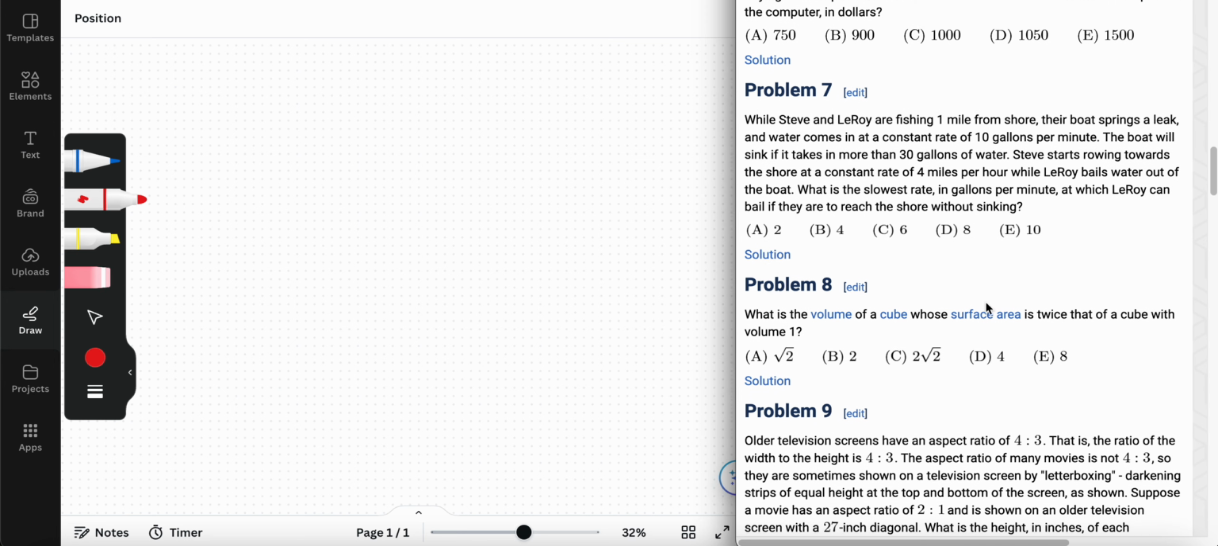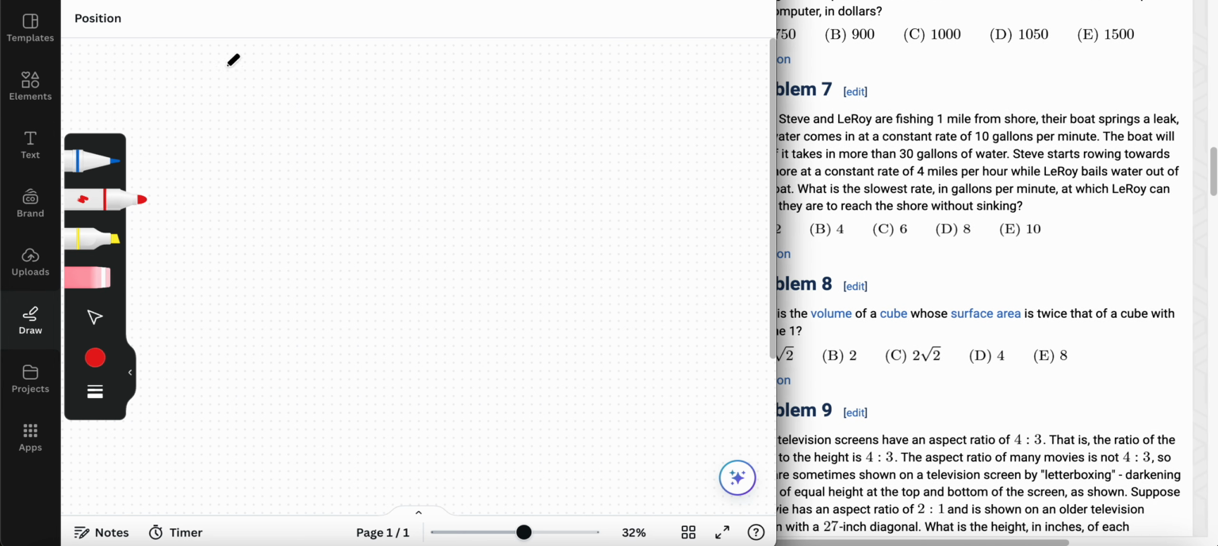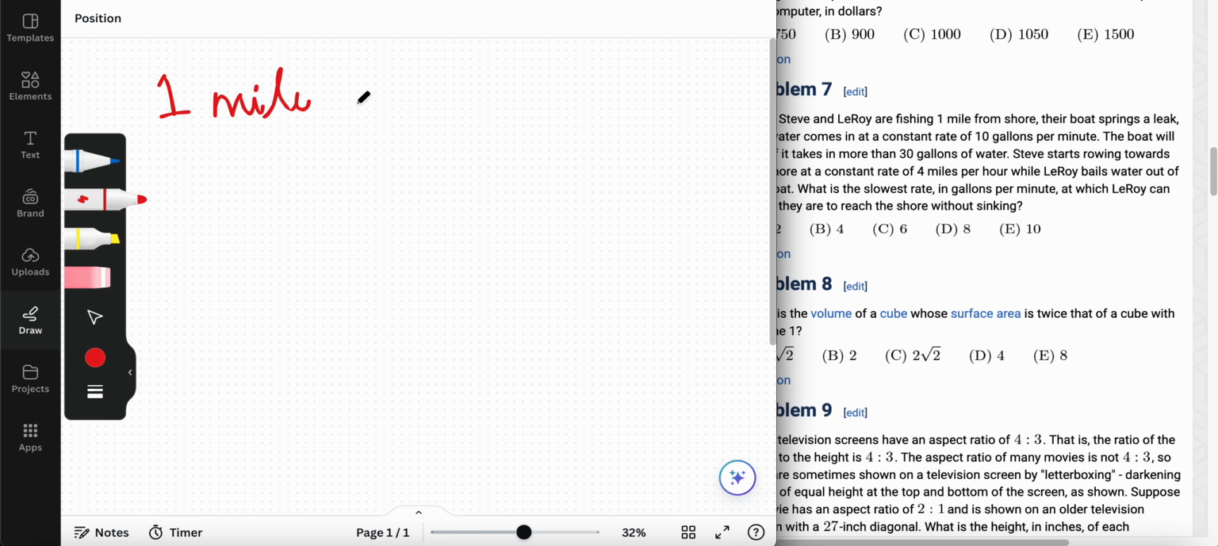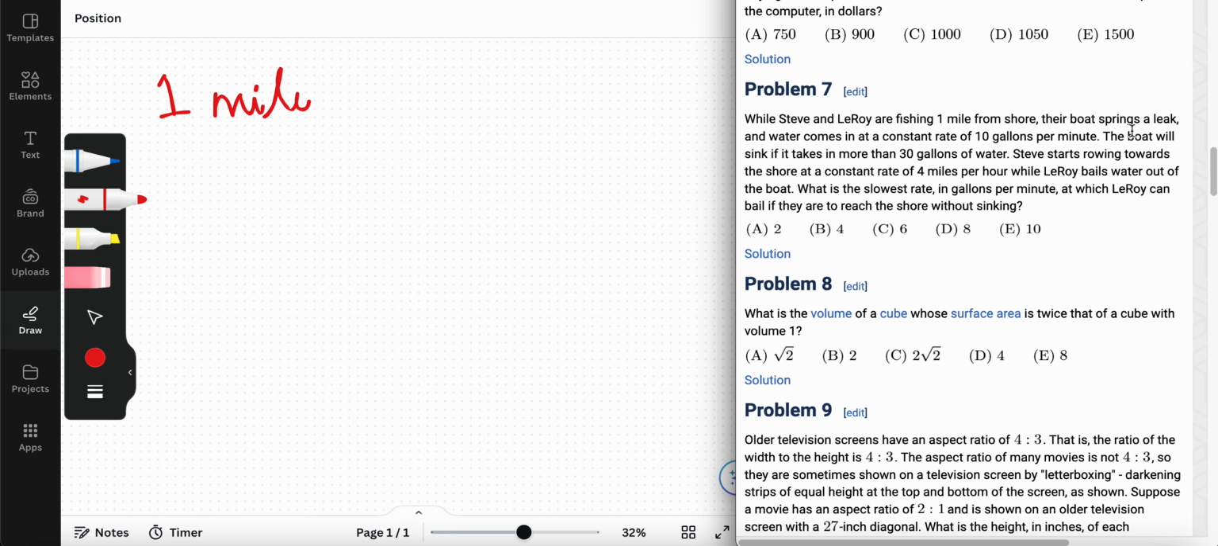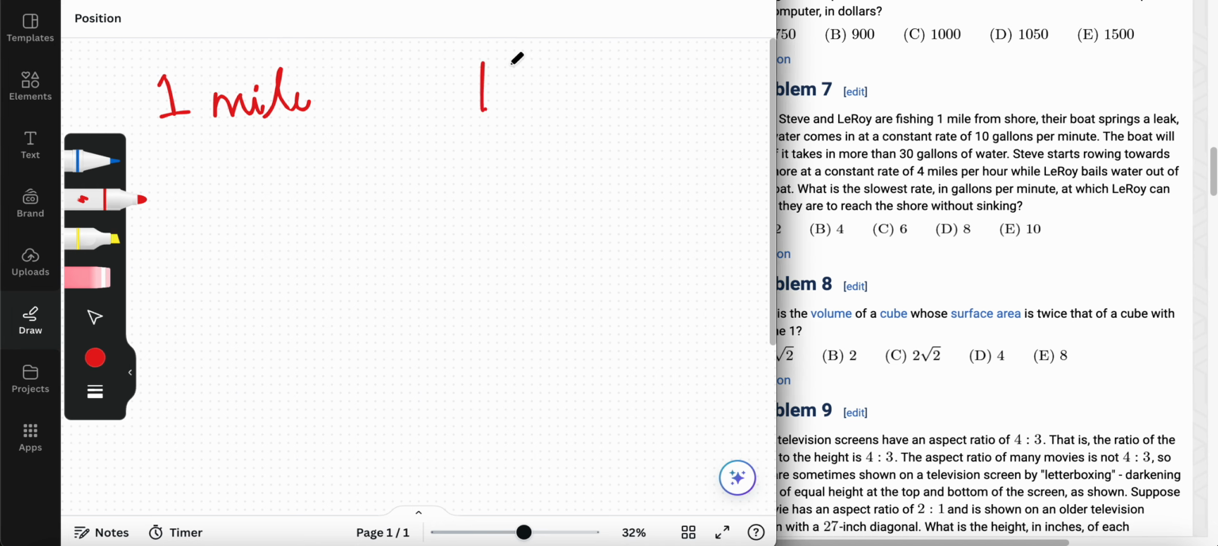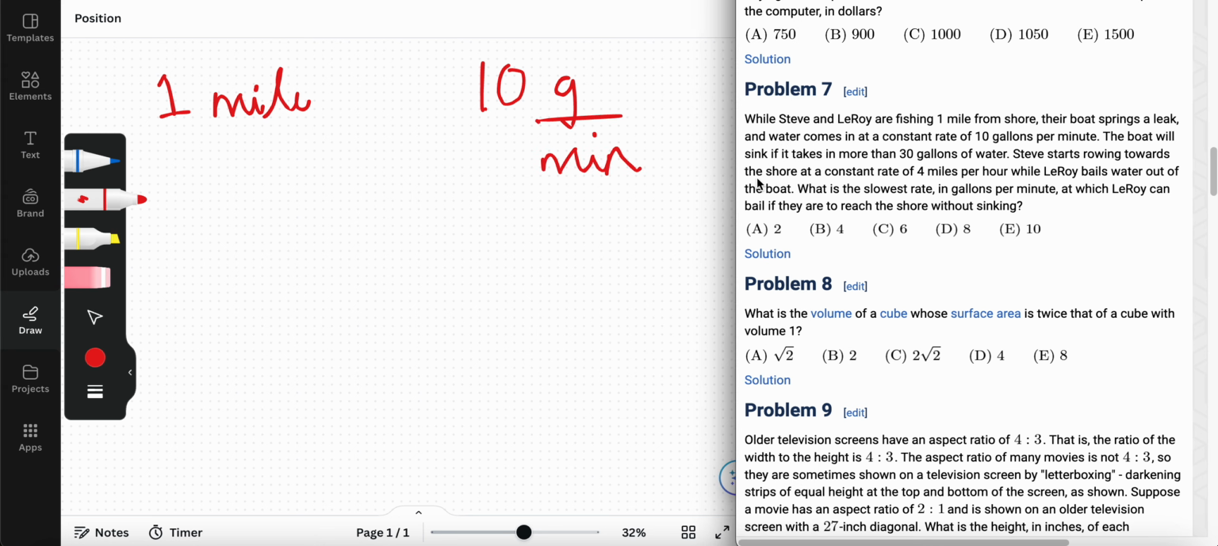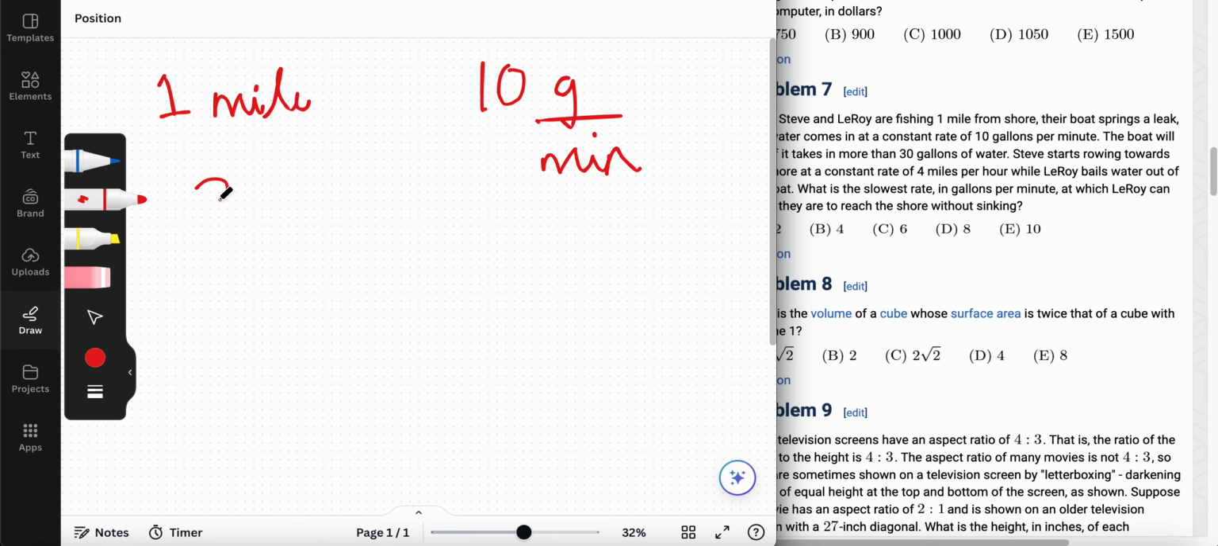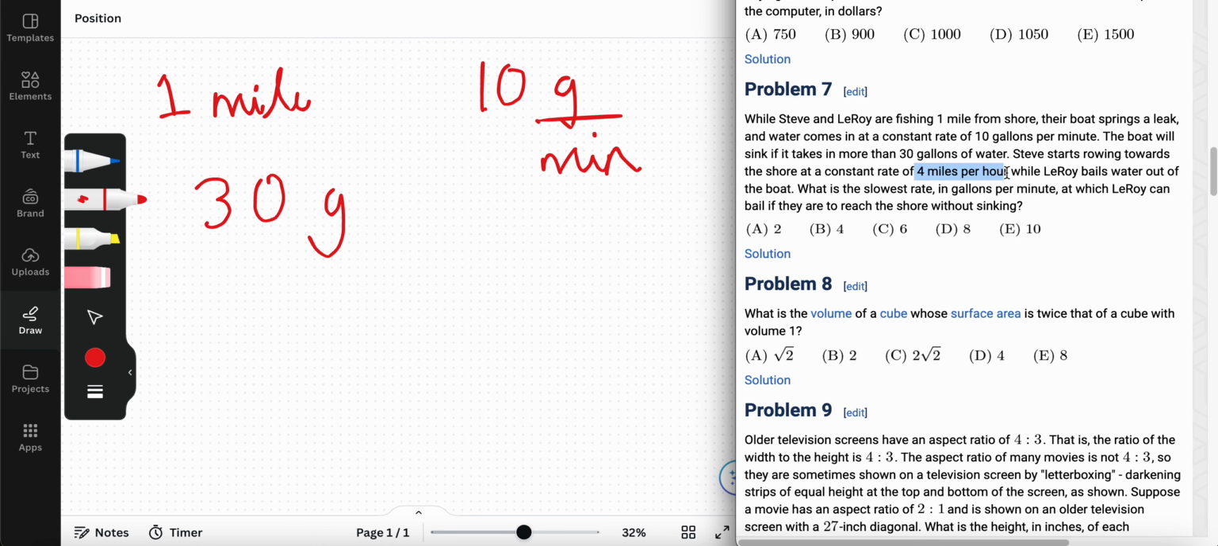Moving on to problem 7. While Steve and Leroy are fishing 1 mile from shore, okay, so I always like to write out the information that the problem's giving me. Their boat springs a leak and water comes in at a constant rate of 10 gallons per minute. Okay, we're saying that G means gallons. The boat will sink if it takes in more than 30 gallons. Steve starts rowing towards the shore at 4 miles per hour while Leroy bails water out of the boat. What is the slowest rate that he can bail to reach the shore without sinking?